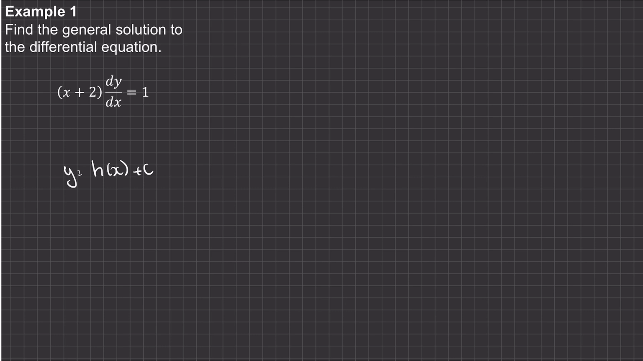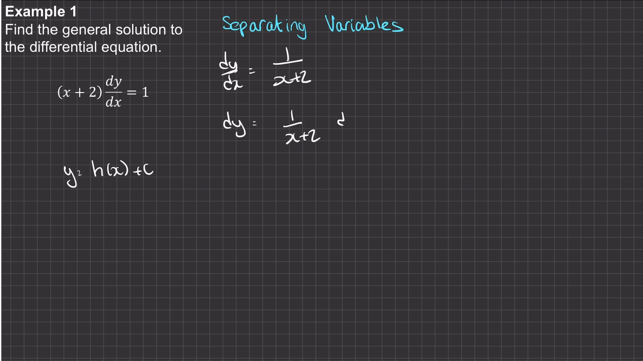Okay? So we're going to use a process called separating variables. What this means is we write the y terms separately to the x terms. So in this example, we'll have the y terms on the left-hand side and the x terms on the right-hand side. So we'll begin by moving this x plus 2 to the right-hand side. So we get dy by dx is equal to 1 over x plus 2. And now we'll move this division of dx to the right-hand side. So we get dy is equal to 1 over x plus 2 dx.